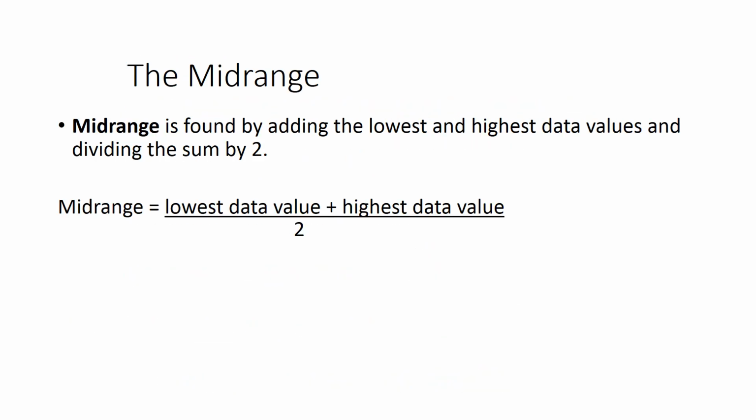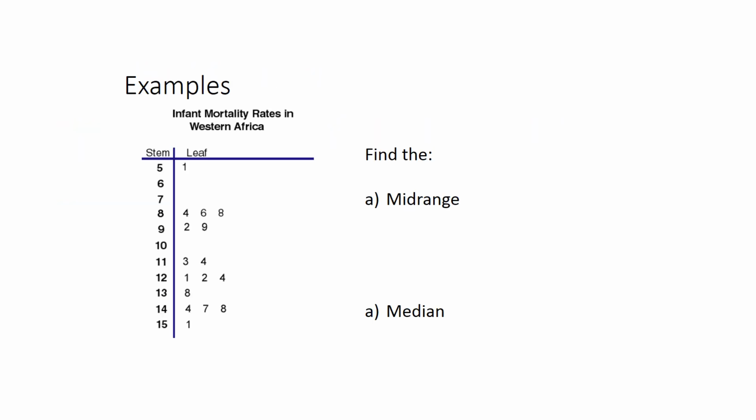The mid-range is found by adding the lowest and highest data values and dividing the sum by 2. Here we are given a stem and leaf display that represents the infant mortality rates in Western Africa. Find the mid-range. So the mid-range, again, is the smallest plus the largest, divide by 2.